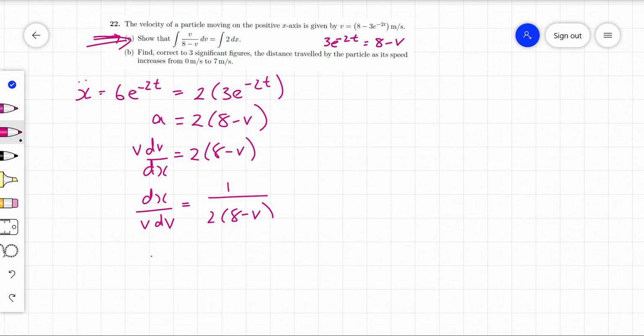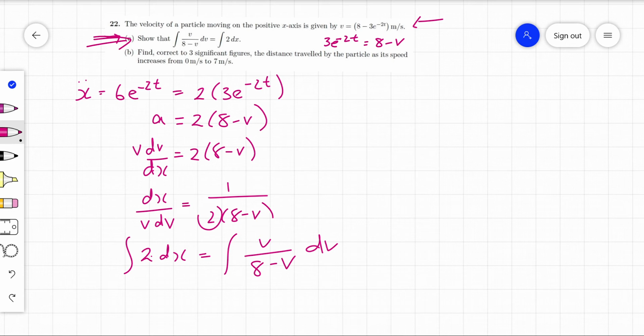So I'm going to multiply this 2 up to the other side, so it becomes 2 dx with an integral, and I'm going to multiply the dv up on the other side, so I get v on 8 minus v dv on the other side. So I've just turned it around, but we've got to show that. All right, so you can use the v and put it back into the acceleration if you've got v dv/dx. Just remember that.